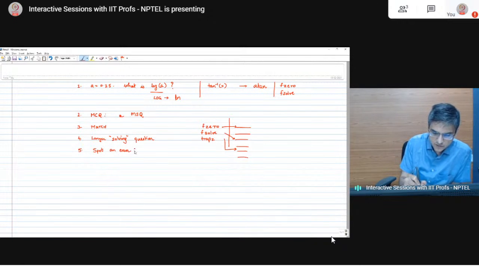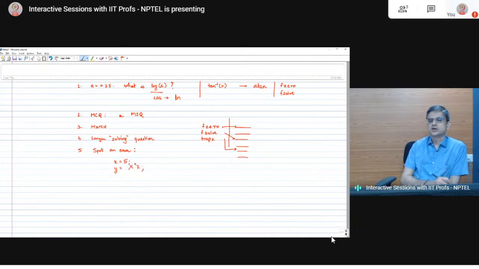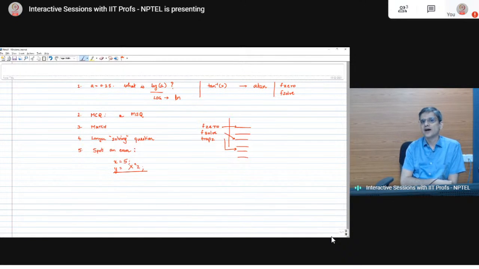Okay, an example for that would be, say, x equal to 5, y equal to capital X squared. So I'll ask you which line the error is. The error, of course, is in this line. I can ask you, why do you think that error is obtained? And that is because variables are case sensitive.